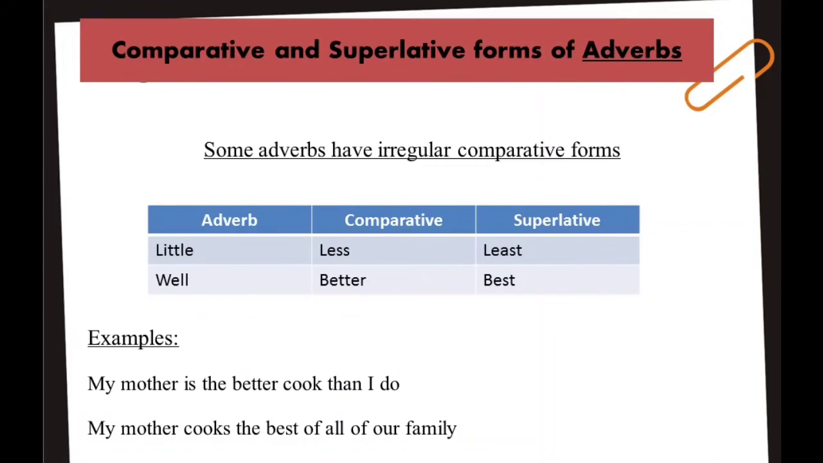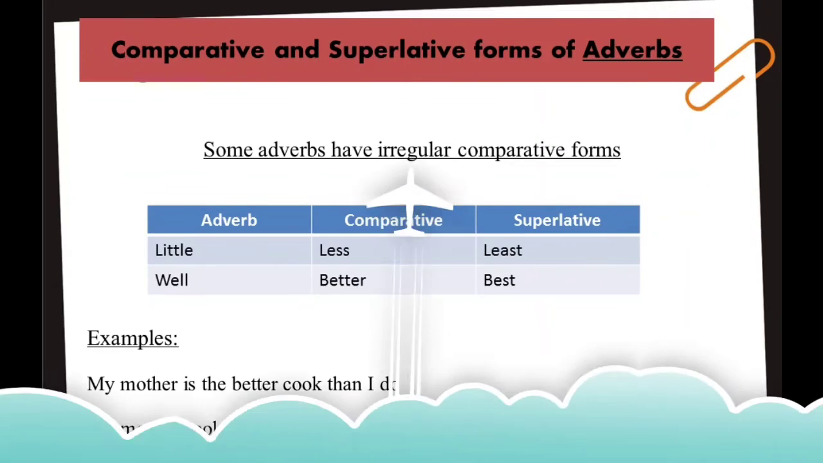And then the last, some adverbs have irregular comparative forms. Jadi ada beberapa kata keterangan yang memiliki bentuk tidak beraturan. So it means that you have to memorize it. So it means that you have to remember. For example, there are little and well. Little becomes less and the superlative becomes least. And then well, the comparative becomes better and the superlative becomes best. For example, my mother cooks better than I do. My mother cooks the best of all of our family.